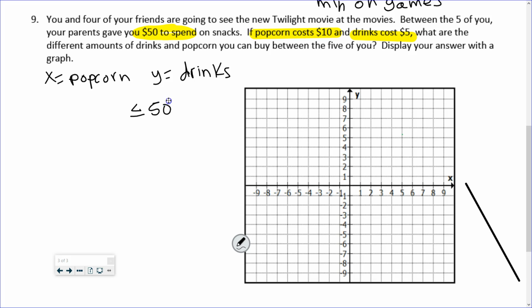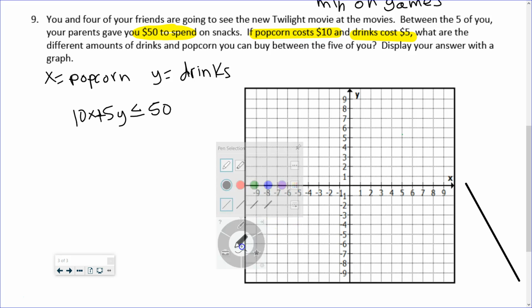I can't just do x plus y because I need to know how much each item is. There you go. So 10x plus 5y. Yes. So $10 for each popcorn plus $5 for each drink. That has to be less than the $50. Good. Okay, how am I going to graph this? Yes, good. I can use standard form.